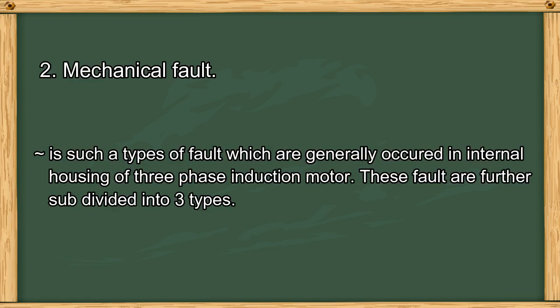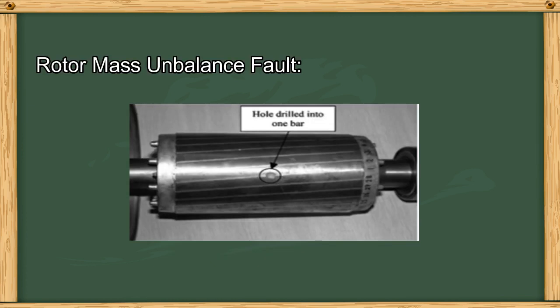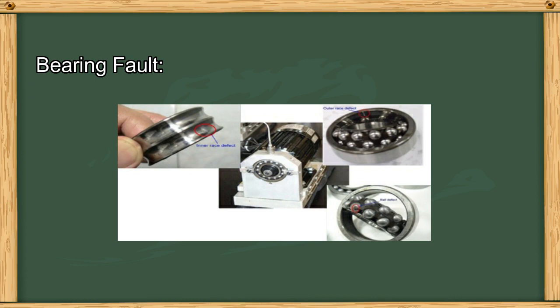Alright, the second type of fault in a three-phase induction motor is mechanical faults. Mechanical faults are the type of faults which generally occur in the internal housing of a three-phase induction motor. These faults are further subdivided into three types. The first one is broken rotor bar fault. Second one is rotor mass unbalanced fault. The third one is bearing fault.